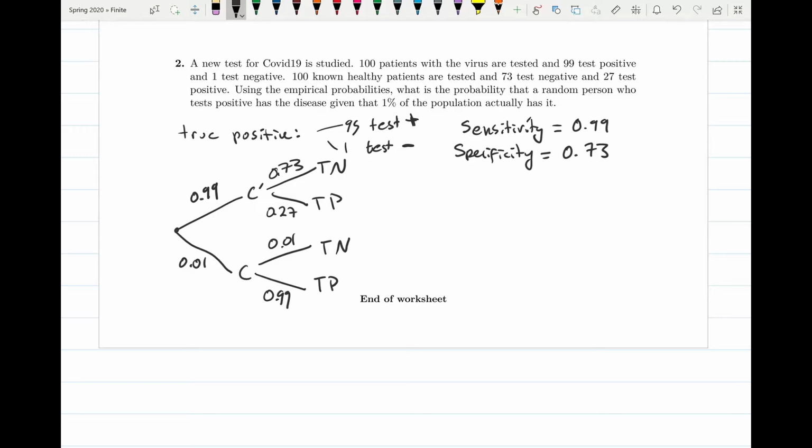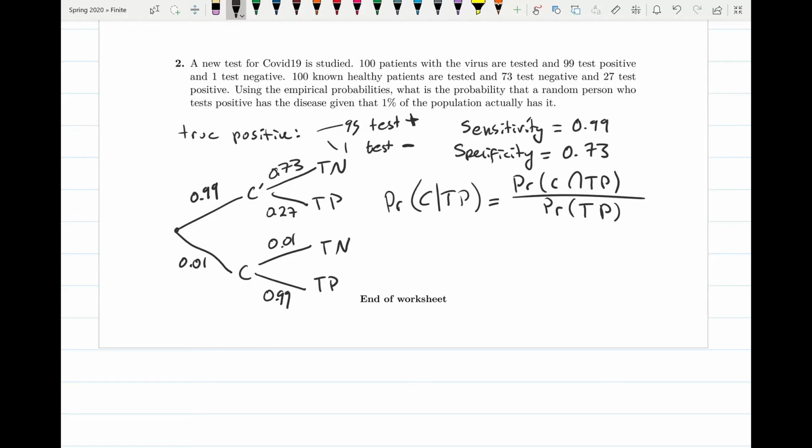Alright, so now what we want is the probability that our person who tests positive has the disease. So we want the probability of having COVID-19 given that they tested positive. That's the familiar formula. This is the probability of having COVID-19 and testing positive divided by the probability of testing positive to begin with. Alright, so we can plug in the numbers here.